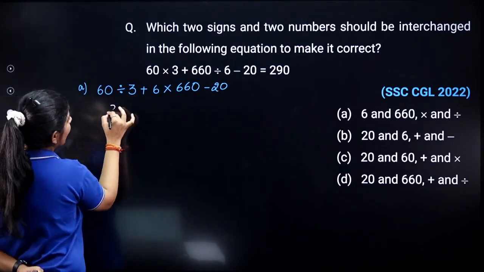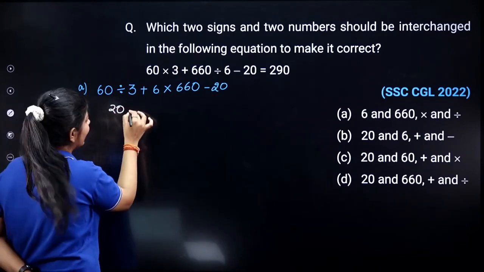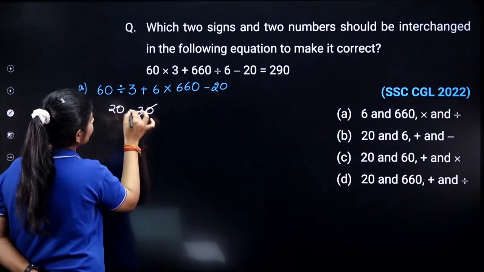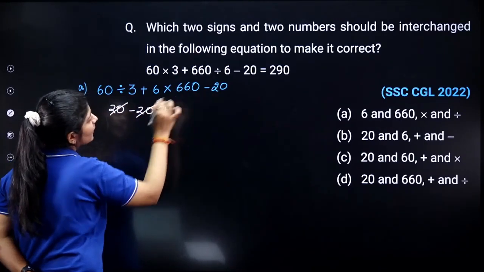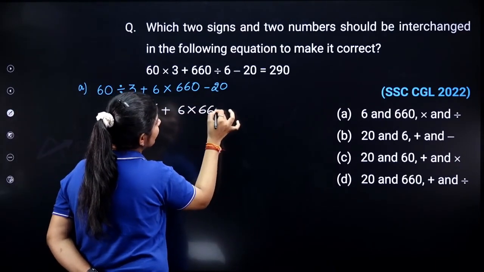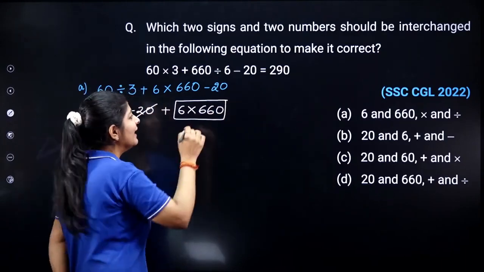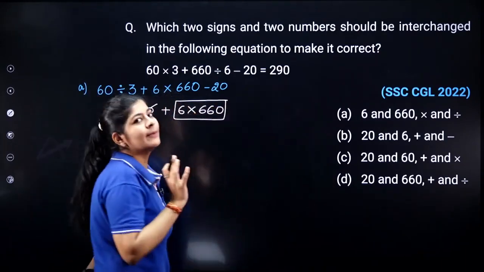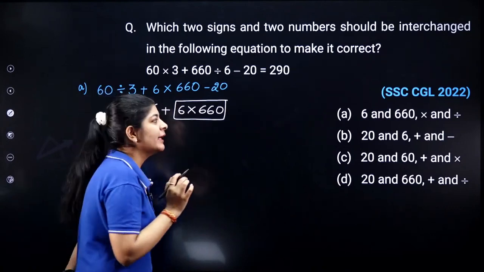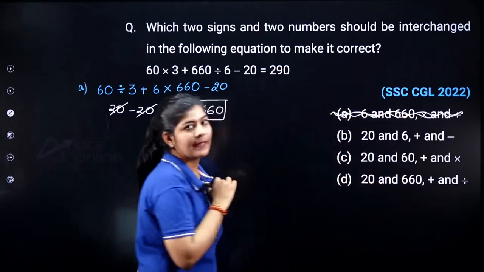Here the plus 20 and minus 20 I am directly eliminating. Plus, here I am getting 6 into 660, and this is in the positive sign. In any case, I am not able to get it equal to 290. So this option is eliminated.